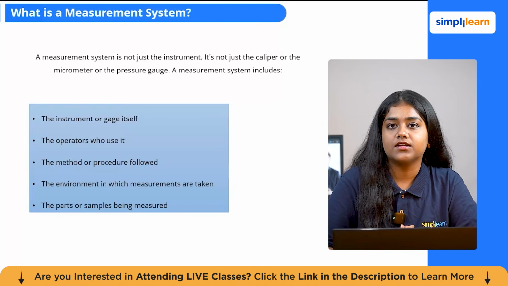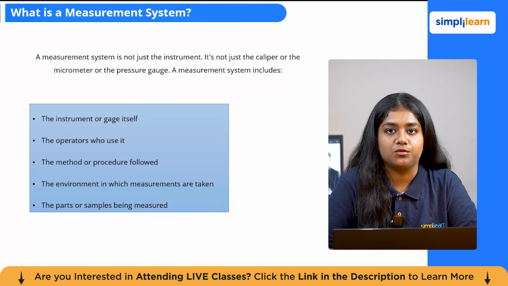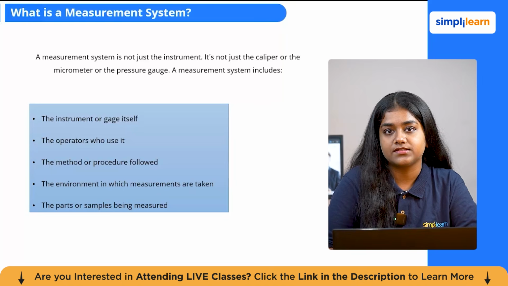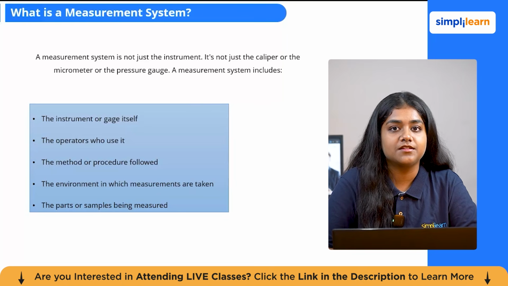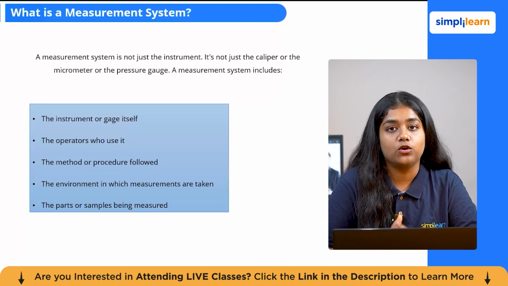Some of what you hear is their voice, real signal, and some of it is just the noise of the room. MSA helps you figure out how much is the signal and how much is the noise. A good measurement system has low noise, and a poor measurement system drowns out the signal. The importance of a reliable measurement system cannot be overstated.